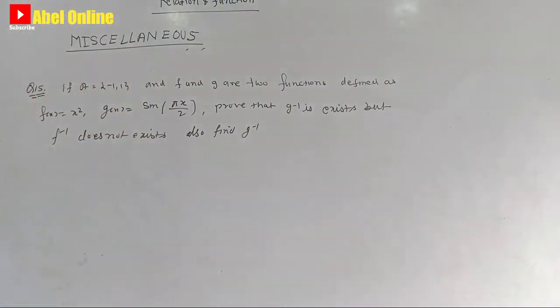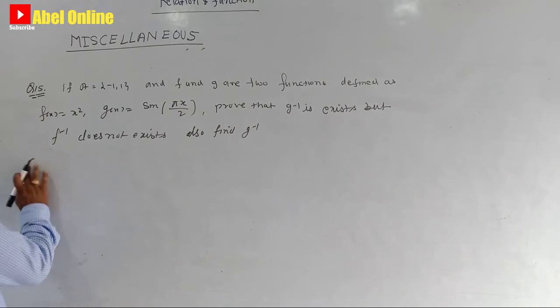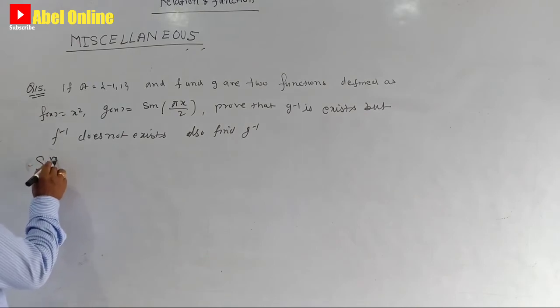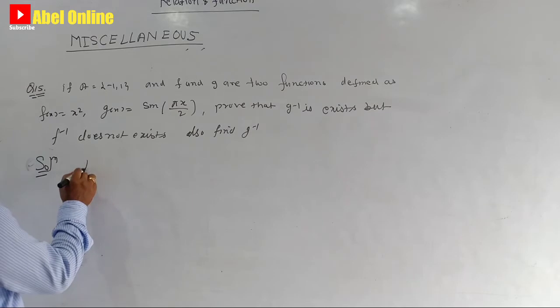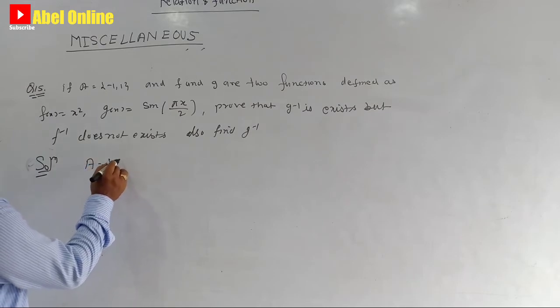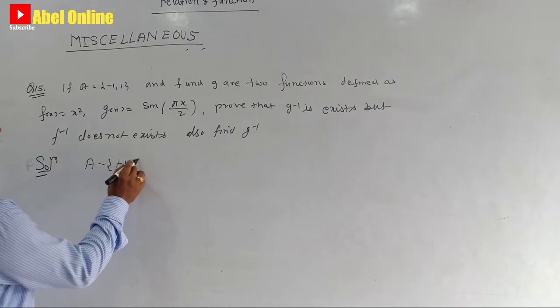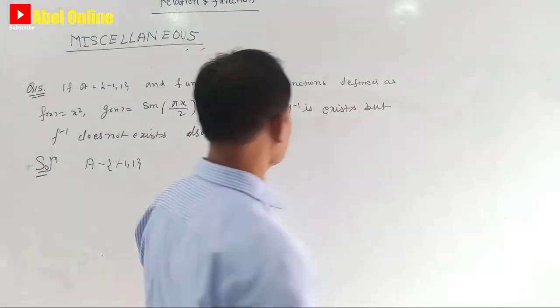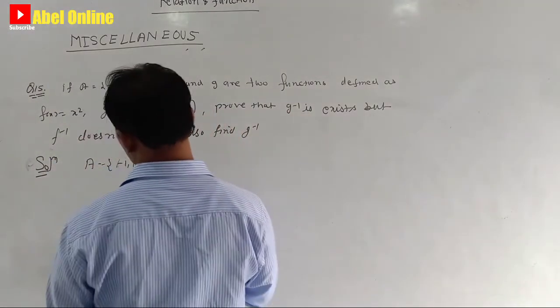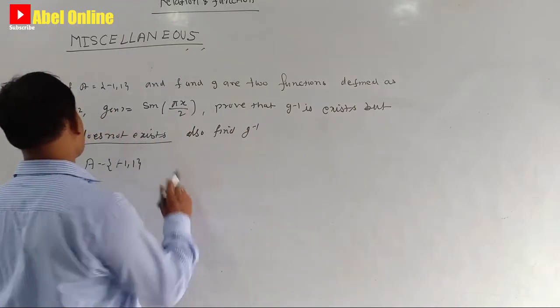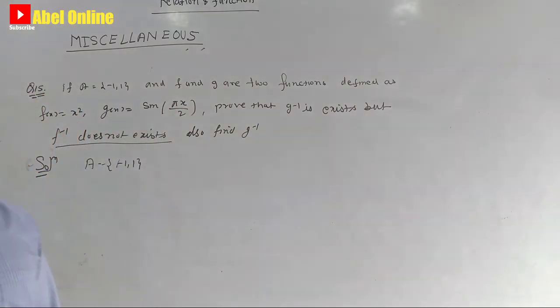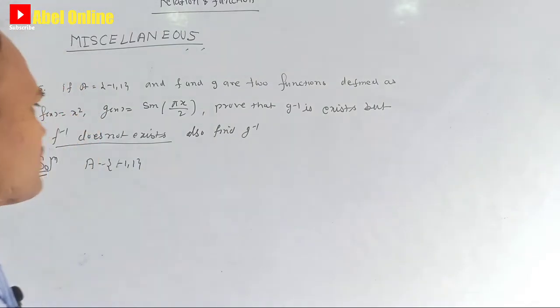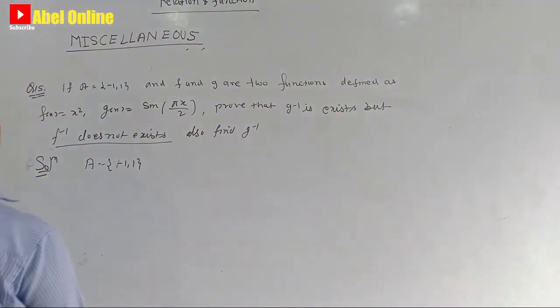Now we are going to solve this question because the question is very interesting. Solution: it is given that A is [-1, 1]. First we are going to discuss f inverse, because it is already given in the question that f inverse does not exist, so we are going to solve this question.